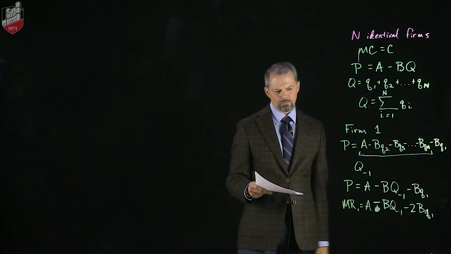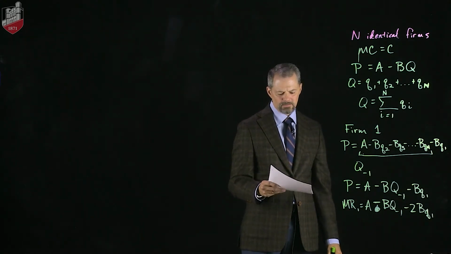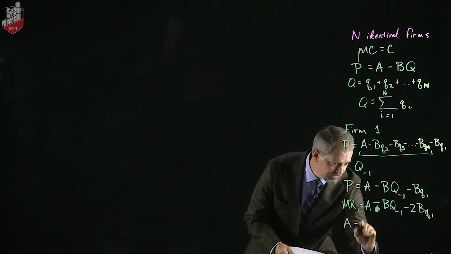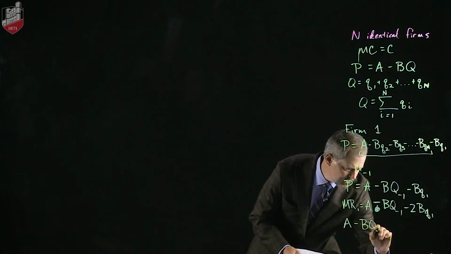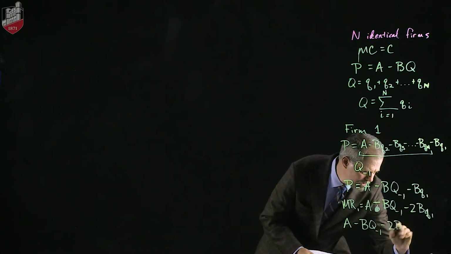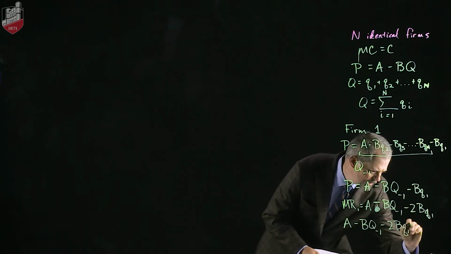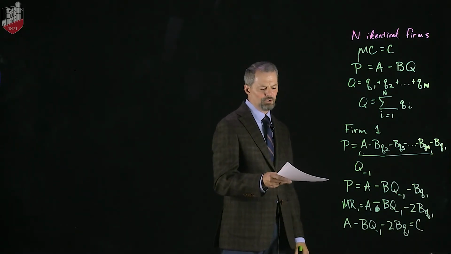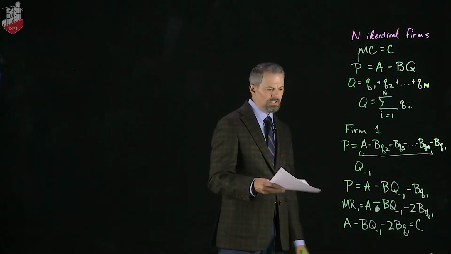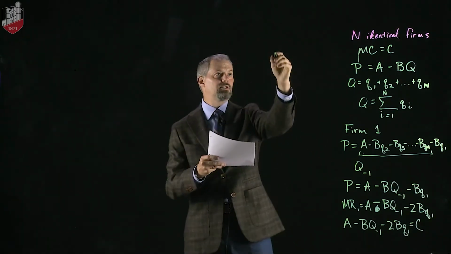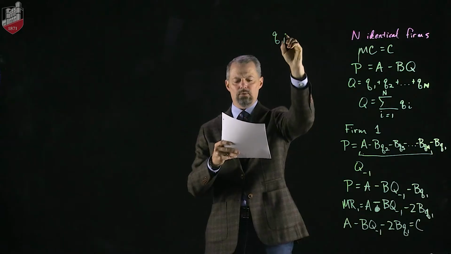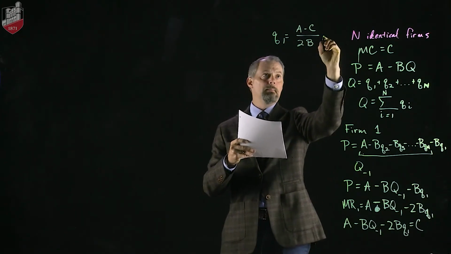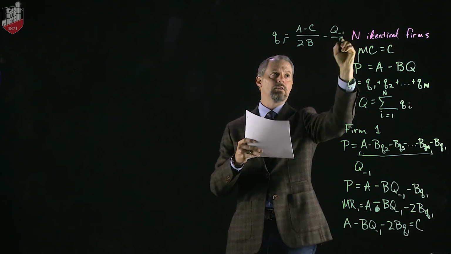We set marginal revenue equal to marginal cost. So we're going to set A minus B Q negative 1 minus 2B Q1 equal to C, and we're going to solve that for Q1. It's easy to do, so I'm going to skip that step. What you're going to get is this: Q1 equals (A minus C) over 2B minus Q negative 1 over 2.